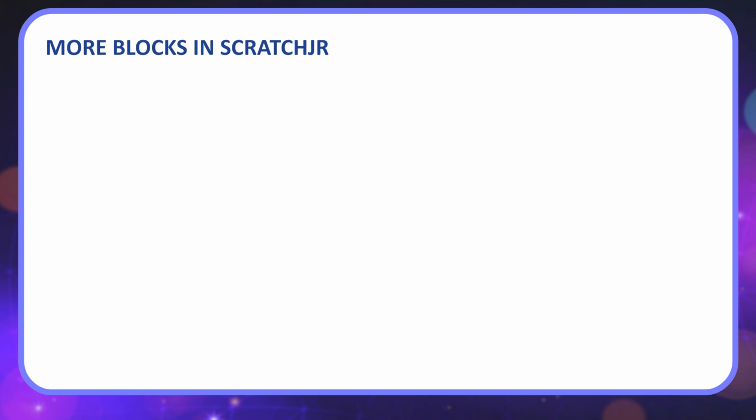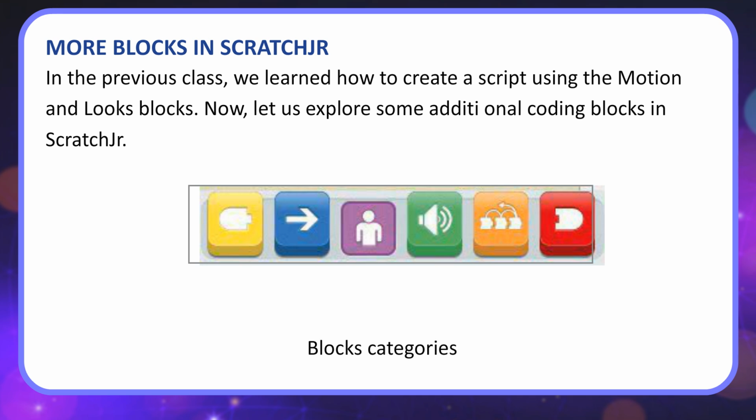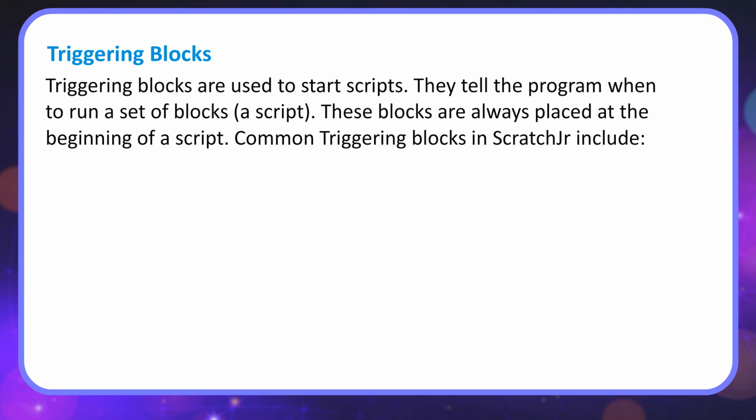More blocks in Scratch.jr. In the previous class, we learned how to create a script using the motion and looks blocks. Now, let us explore some additional coding blocks in Scratch.jr. Block categories: triggering blocks, sound blocks, control blocks. Triggering blocks. Triggering blocks are used to start a script. They tell the program when to run a set of blocks. These blocks are always placed at the beginning of a script.